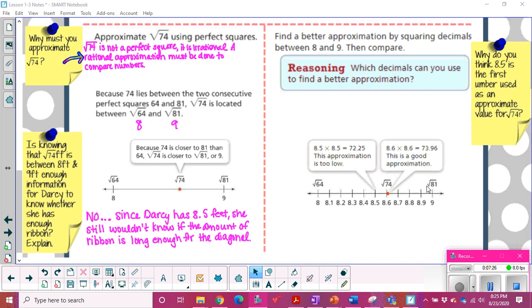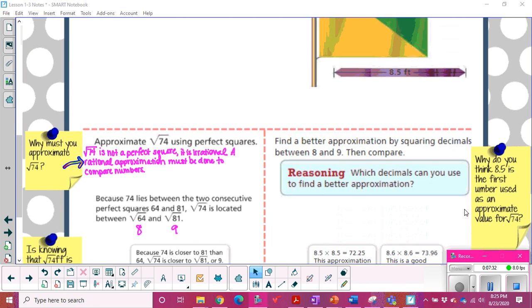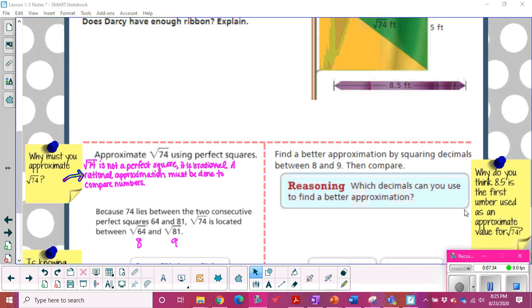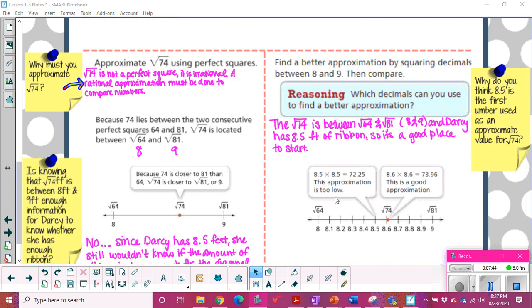Which decimals can you use to find a better approximation? We know that we have 8.5 right here, and 8.5 is between 8 and 9, so that's a good place to start. If we start with 8.5, we have that 8.5 times 8.5 is 72.25. Well, that's too low because we're looking at 74. So let's do the next one.